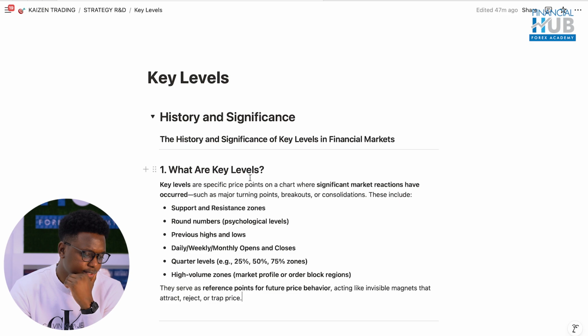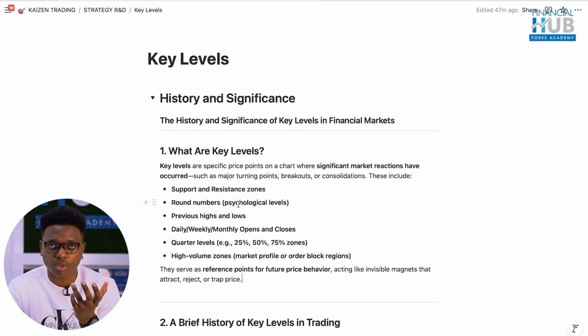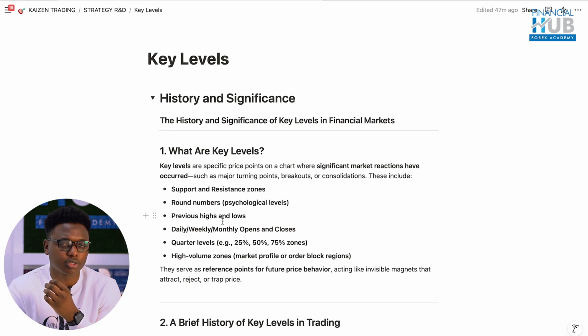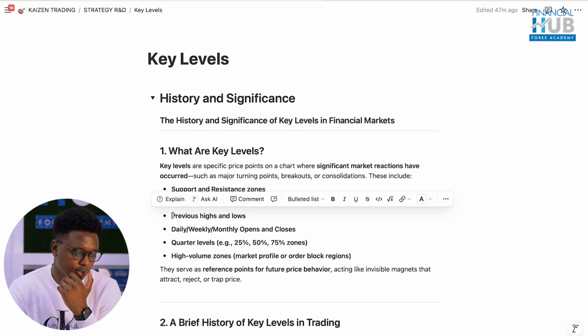Now, a little bit of history. What are key levels? Key levels are specific price points on a chart where significant market reactions have occurred, such as major turning points, breakouts, and consolidations. This includes support and resistance zones, what we mostly know, round numbers, which are psychological levels, especially on commodities and indices, and previous highs and lows. I tend to use this a lot. These are different types of key levels. For me, previous highs and lows act as very good key levels.